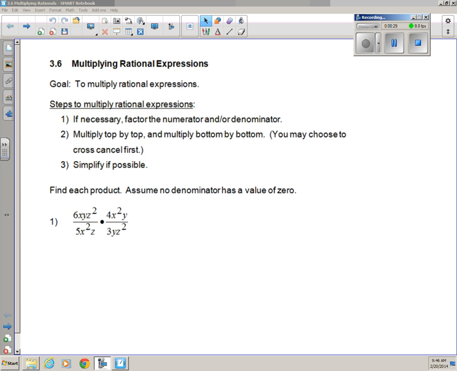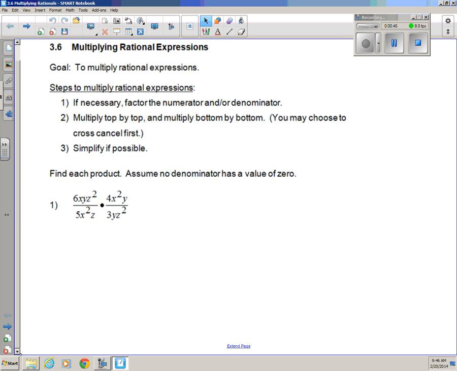If you want, you can cross cancel, right? You can choose to cross cancel first, and then you simplify as much as you can. All right, so you're going to find each product and assume that no denominator has a value of 0. In this particular one, these are all monomials in the numerator and denominator. So I'm not going to have to factor anything, and I'm going to choose to not cross cancel. I'm just going to multiply straight across the top and straight across the bottom.